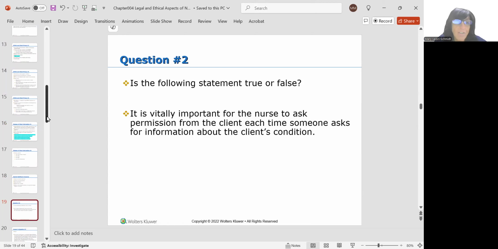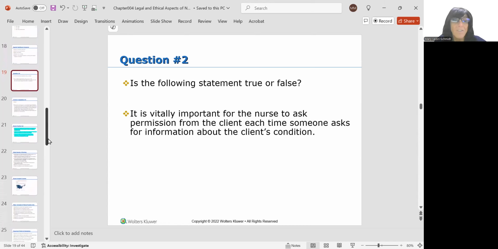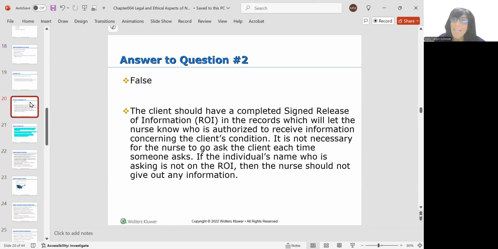Okay. And here's another question. Is the following statement true or false? It is vitally important for the nurse to ask permission from the client each time someone asks about information for the client's condition. No, the client should already have completed a release of information.